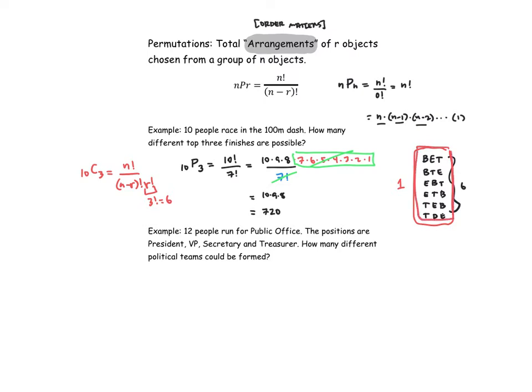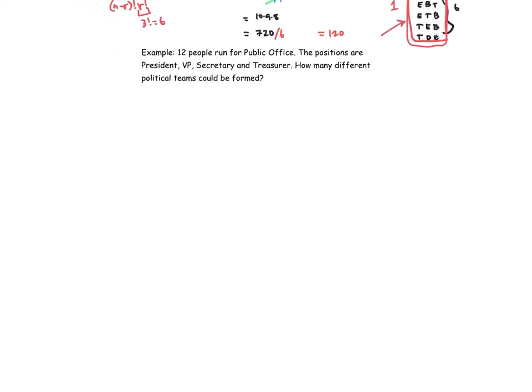So we're going to take all of these groups, we're going to divide them by 6 because we're only counting this as 1. So if we were just to talk about this same example, instead of top 3 finishes where order matters, if this was one group, we would divide our answer by 6. In combinations, there would just be 120 top 3 combinations, as opposed to 720 top 3 permutations. All right, we'll get into more combinations in a moment.